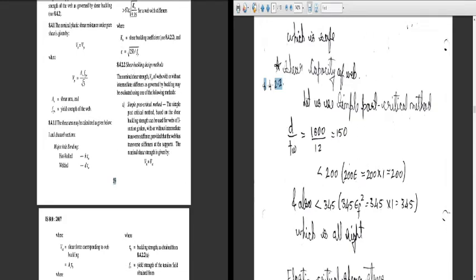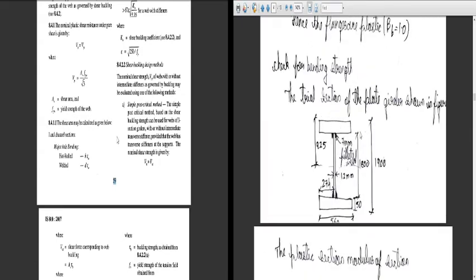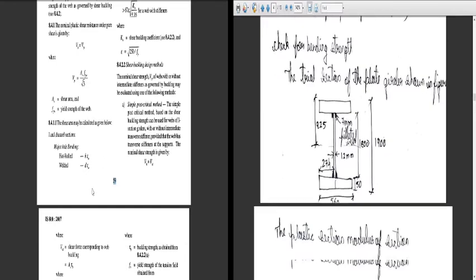Now let us see our numerical. In this, we don't have any intermediate stiffeners, so we will go with the simple post critical method. So here I have written, let us use simple post critical method. Now they have used the ratio d by tw. So remember, this is everything of the web only. So d is 800, tw is 12. So just you can see the dimension. So d is the depth of the web, this is the web portion. So the depth of the web is 800 and the thickness is 12.